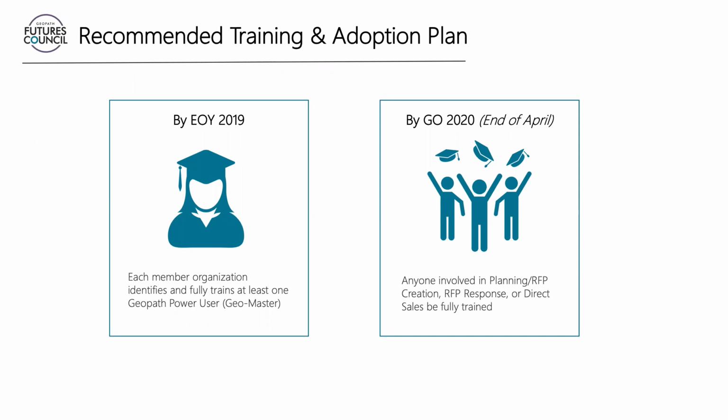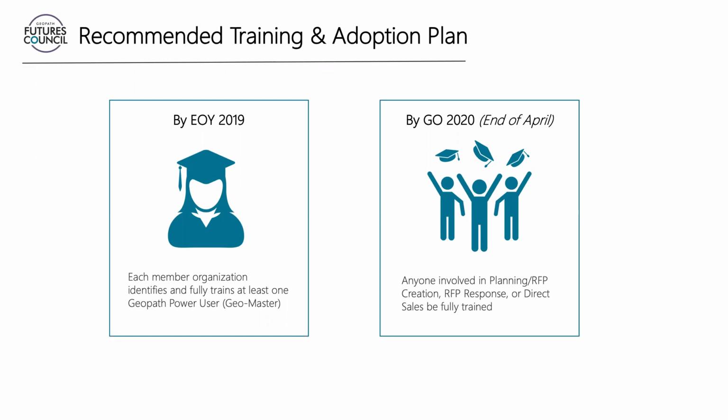And then look towards the conference as a good milestone for getting anyone involved in planning, the RFP creation, or on the operator side, RFP response, or even if you're direct sales. So if you're a local seller, you actually function as kind of both, right? You actually function as agency and operator. So anybody in that, and I know those categories are broad and encompass a large number of people.